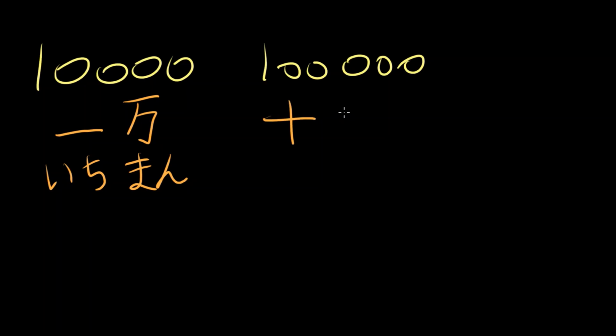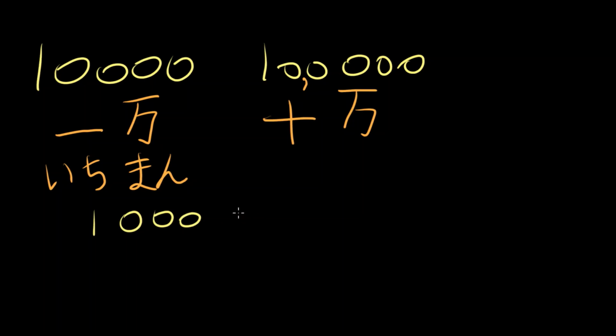If you guessed Juman, you're correct. Juman, because if I put a comma in here, can you see that there's 10 lots of man? 10 lots of 10,000, so that's Juman. So they don't say 100,000s. In Japanese, you say 10,000s. Juman en. Juman.